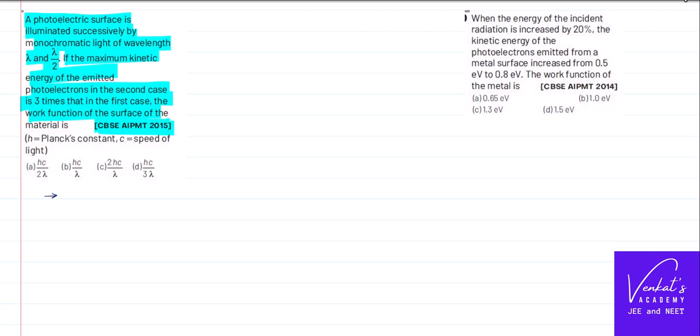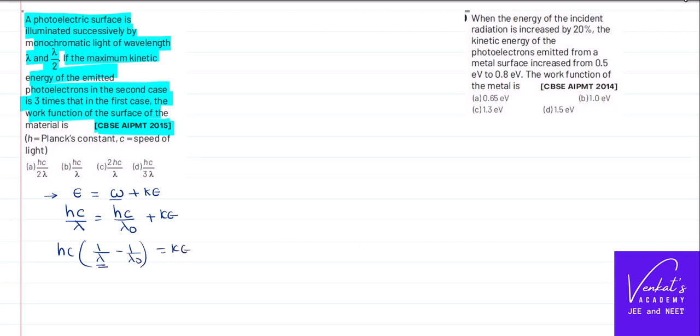First of all, according to Einstein's photoelectric equation, the energy of the photon incident on a metal surface is first used to release the electron from the metal surface, called work function. The remaining energy of the photon is given to the electron so that it moves with a certain kinetic energy. Energy can be written as h nu, that is hc by lambda. Work function is h nu naught, that is hc by lambda naught, plus kinetic energy. So hc of 1 by lambda minus 1 by lambda naught equals kinetic energy.